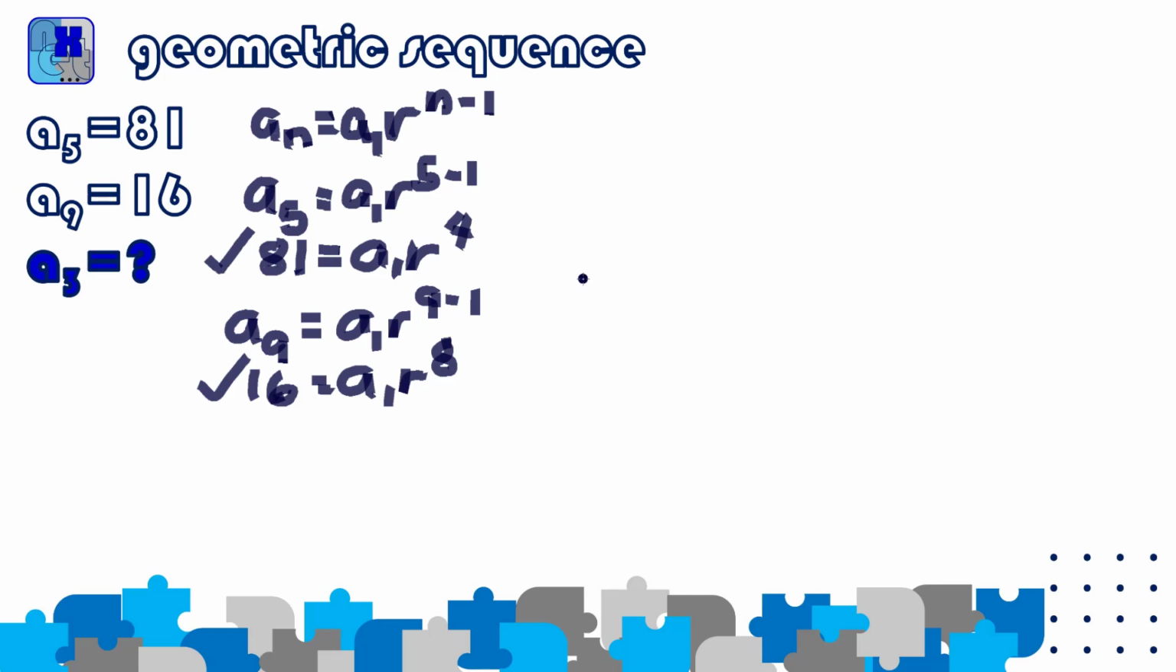Now, even if the fifth and ninth are not successive, if we divide both of them, let's say 16 over 81, this is our ninth element versus our fifth element. This is equal to a notation where we're also dividing the right hand side of the equations: a sub 1 r to the power of 8 over a sub 1 r to the power of 4. Okay? Now take a look at this relationship alone.